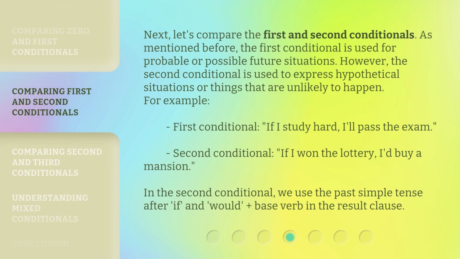Next, let's compare the first and second conditionals. As mentioned before, the first conditional is used for probable or possible future situations. However, the second conditional is used to express hypothetical situations or things that are unlikely to happen. For example, first conditional: if I study hard, I'll pass the exam. Second conditional: if I won the lottery, I'd buy a mansion. In the second conditional, we use the past simple tense after if and would, plus base verb in the result clause.